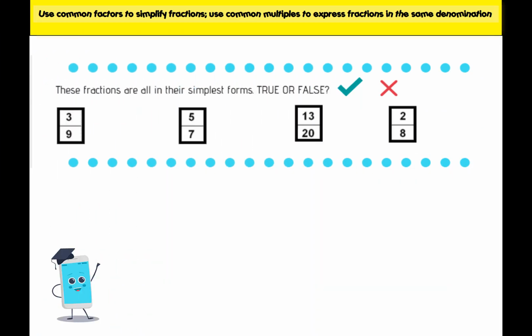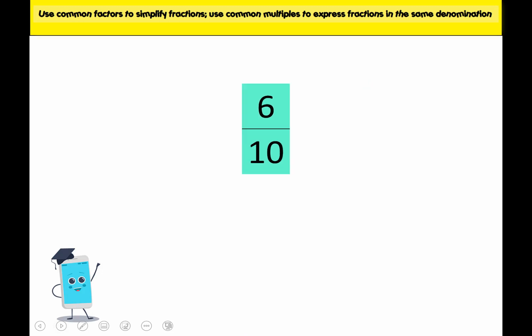For the next activity, you need to think about whether the fractions are represented in their simplest forms already. So it's a true or false activity. Are each of those fractions already in their simplest forms? This is a great skill to practice because in many questions you're asked to simplify a fraction, and if you're able to recognise whether a number is in its simplest form, that will stop you from making any errors.